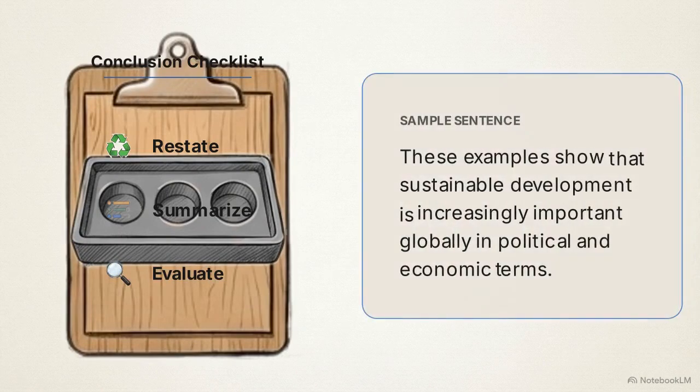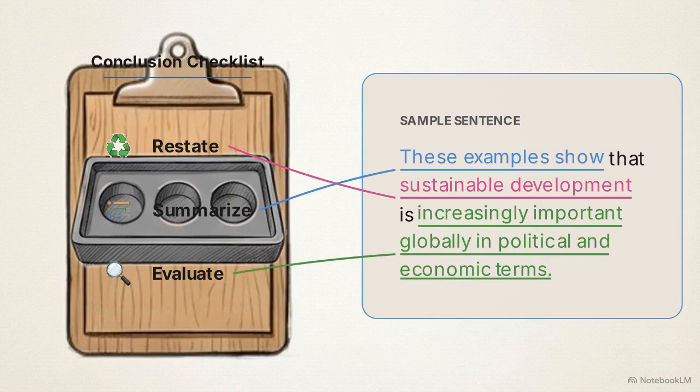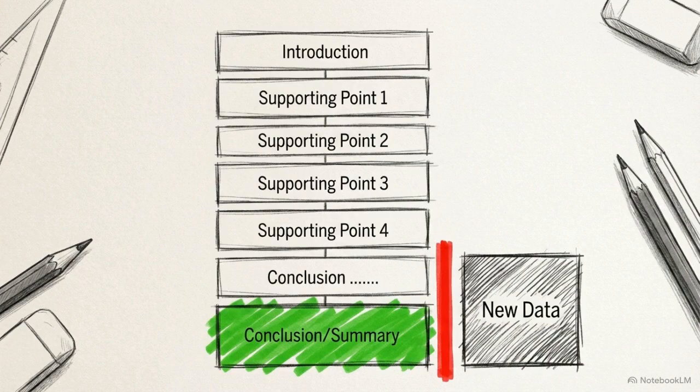In our sample, the author follows the first step by restating the core topic, sustainable development. The phrase "these examples show" summarizes the evidence section that came before it. Finally, the author offers a brief evaluation, noting that the topic is increasingly important globally in political and economic terms. Remember that the concluding sentence is for evaluation, not for introducing new data or perspectives that were never discussed in the body.